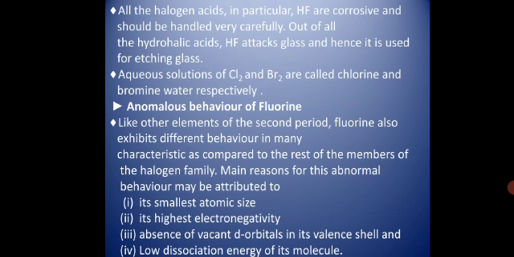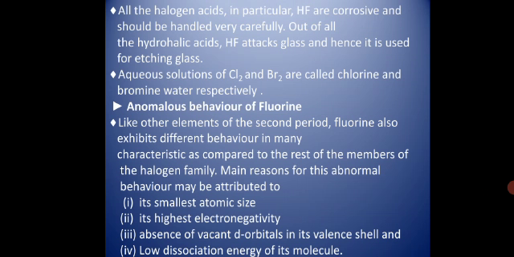Now coming to the anomalous behavior of fluorine. Like other elements of the second period, fluorine also exhibits different behavior in many characteristics as compared to the rest of the members of the halogen family. The main reasons for this abnormal behavior are the same things you have studied in nitrogen: its small size, its high electronegativity, the absence of vacant d orbitals in its valence shell, and the low dissociation energy of its molecule.